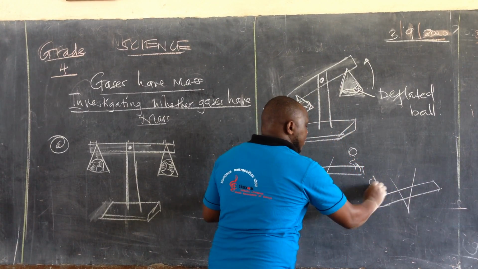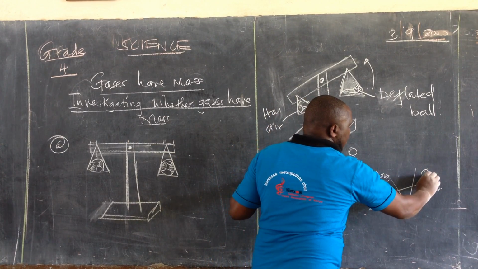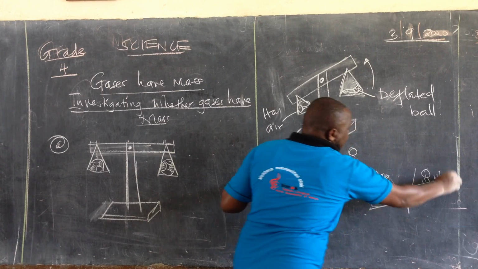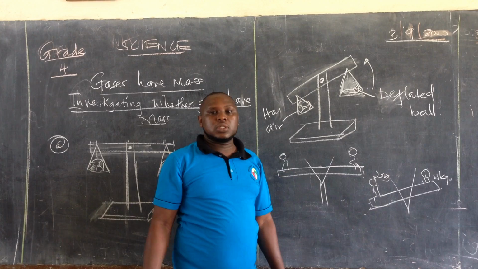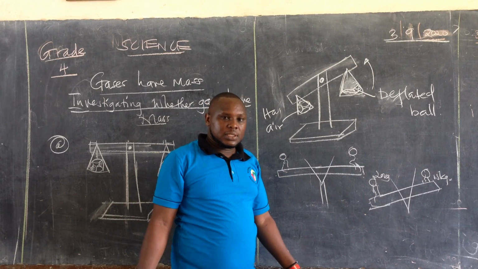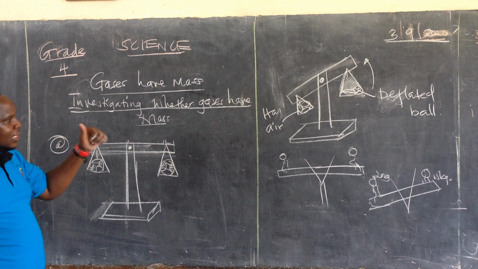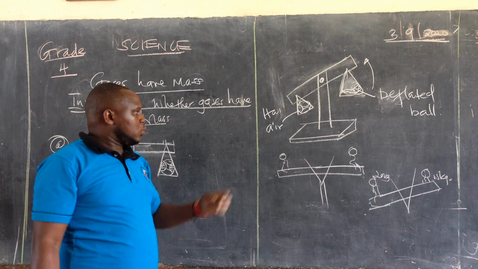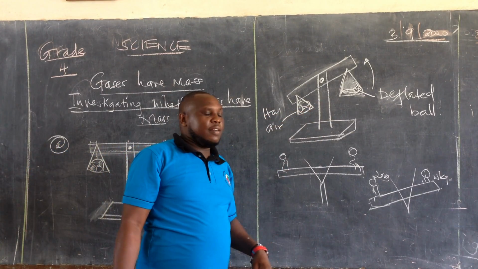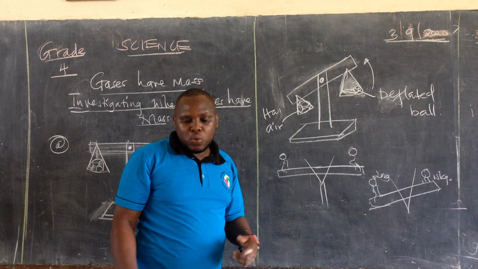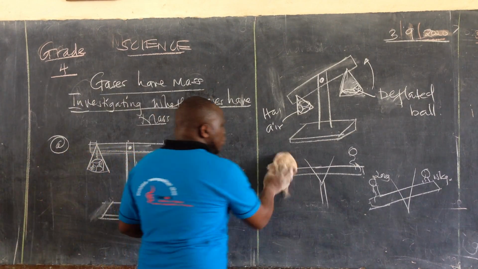Assuming this person is having 20 kilograms and this one is having 15 kilograms. That's how they look. The one who is heavier is going to lift the one who is light. So that's how it happens. Meaning that gases have mass, they have weight. That's why a ball like this is going to lift the one that doesn't have air. So that is a simple activity that you can do at home.